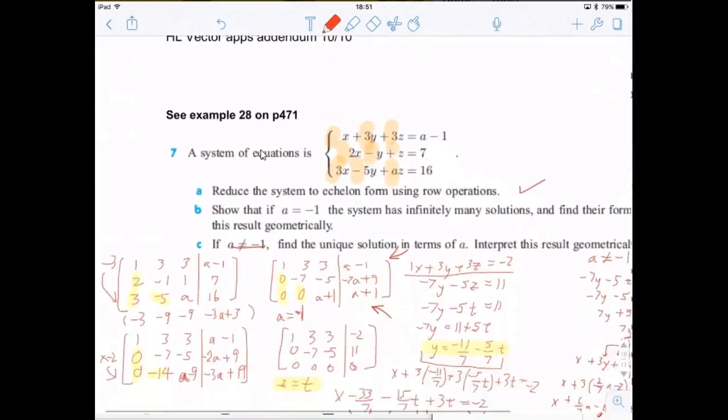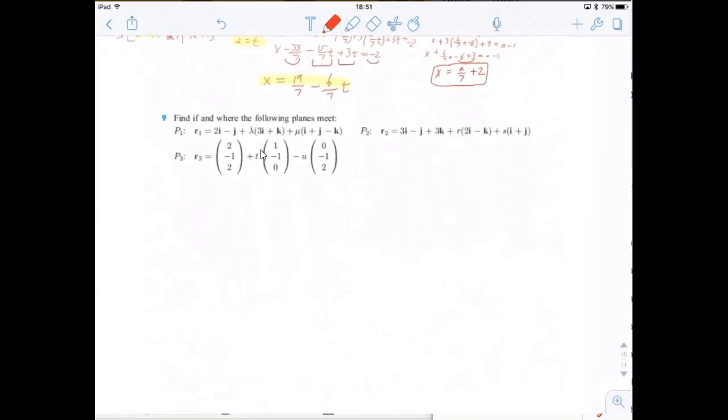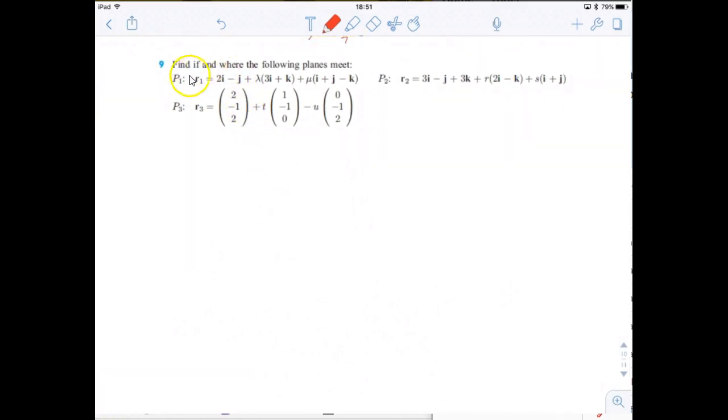Okay. Let's move on to the last problem, number 9. Alright, so we are going to find if and where the following planes meet. So we have 3 planes. We have plane 1, plane 2, and plane 3.